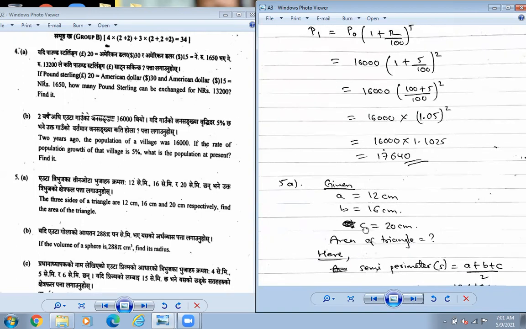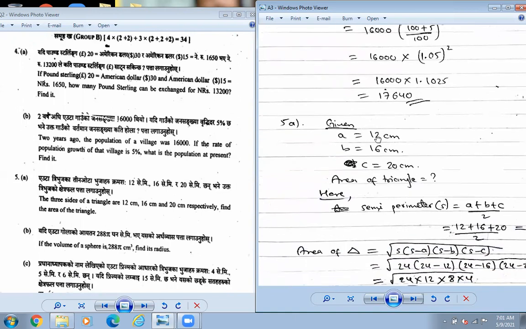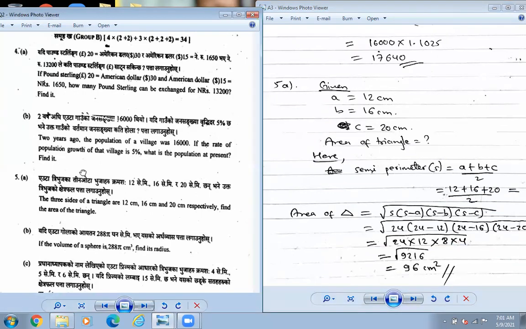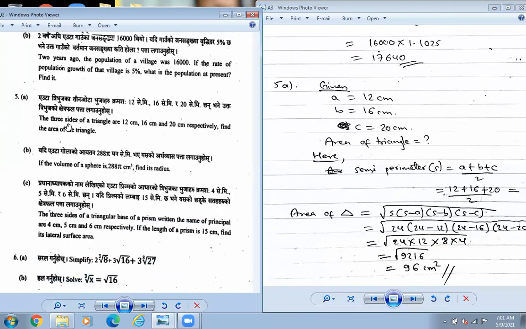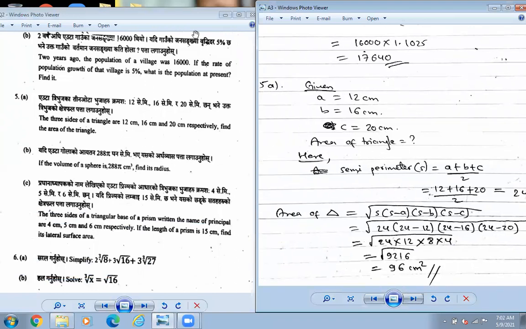Okay, so let us go to the next number. Number 5A. The 3 sides of a triangle are given as 12 centimeters, 16 centimeters, 20 centimeters respectively. Find the area of the triangle. Okay, so the triangle is given and its sides are given.